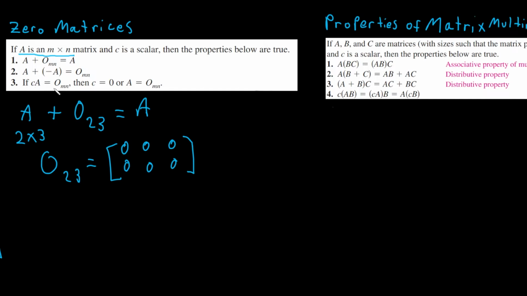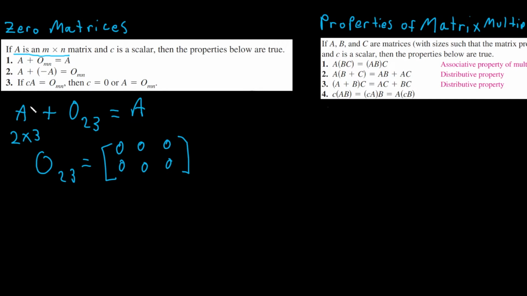And C times A, where C is some scalar, if that equals a zero matrix, then either C is equal to 0 or A is equal to the 0 matrix. Again, if we have C times A here and we get the 0 matrix, that means either the scalar C is equal to 0, or A is equal to the 0 matrix. That's the only way we can end up getting the 0 matrix. And the 0 matrix is just a matrix that contains all zeros, and it's the same size as the matrix we're carrying out the operation with, in this case A. I hope that made a little bit of sense.